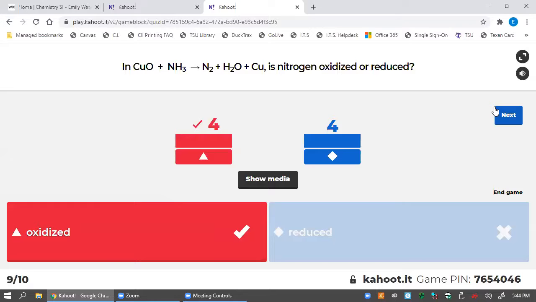Nitrogen is diatomic, right? It's a diatomic molecule. That's its elemental state. The nitrogen that makes up the air we breathe is N2. So since N2 is the elemental state, what's the oxidation number of N2?